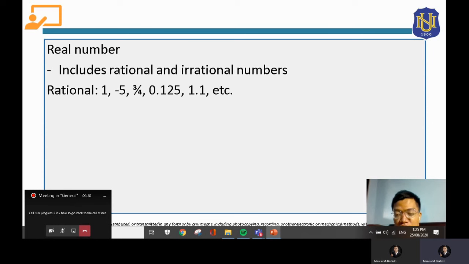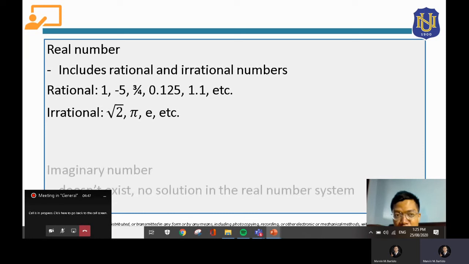Rational numbers are numbers that can be expressed as a ratio. This includes whole numbers, positive and negative integers, fractions, decimal numbers, etc. While irrational numbers are numbers that cannot be expressed as a ratio. This includes radicals, and even pi and Euler's number are irrational numbers.